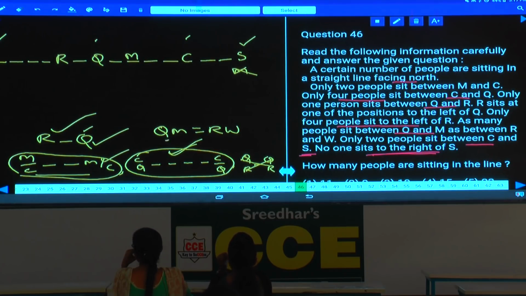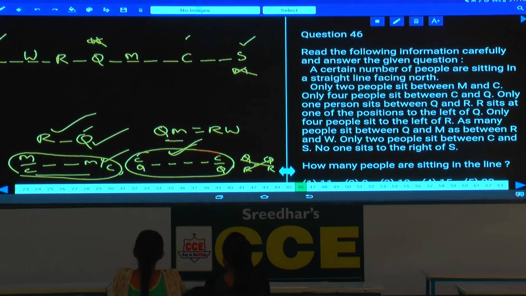Then between Q and M, how many persons are in between? There is exactly one person. As between Q and M there is only one person, between R and W we should have only one person. Out of R and W, W cannot be to the right hand side of R because Q is already at the second place, hence W must be at this place. Done with this? Now this is the information given.